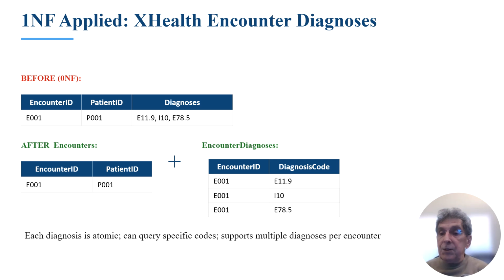query. This pattern of decomposing a multi-valued attribute into a separate table is fundamental to first normal form, and comes up constantly in healthcare databases. Patients have multiple allergies. Encounters have multiple procedures. Providers have multiple specialties. Each of these should be in separate tables.